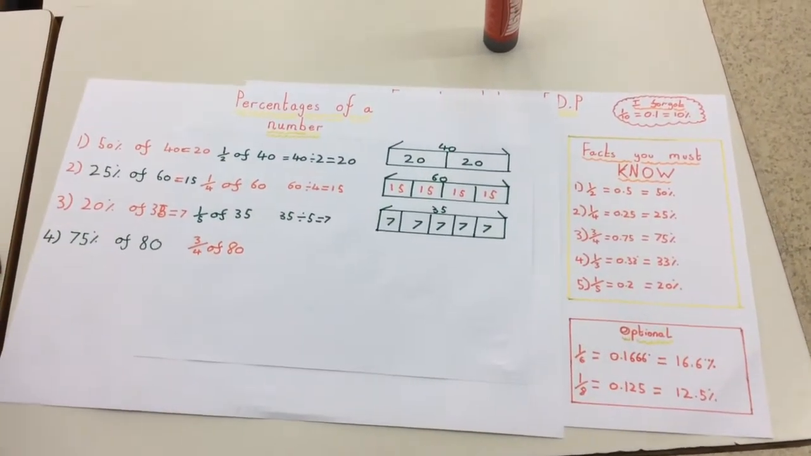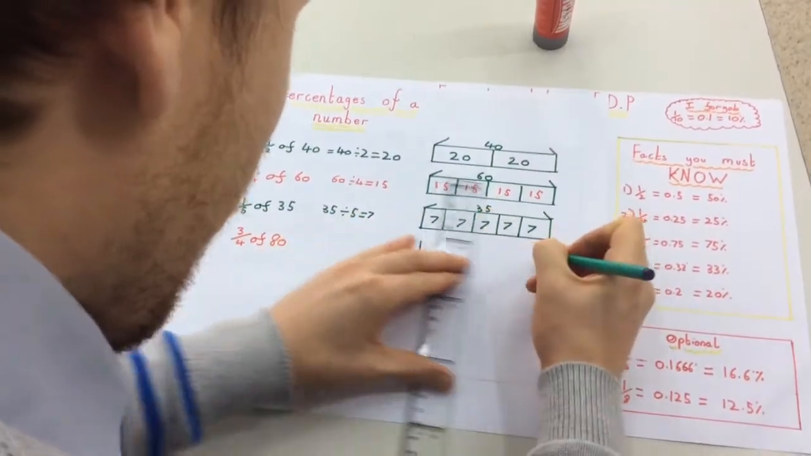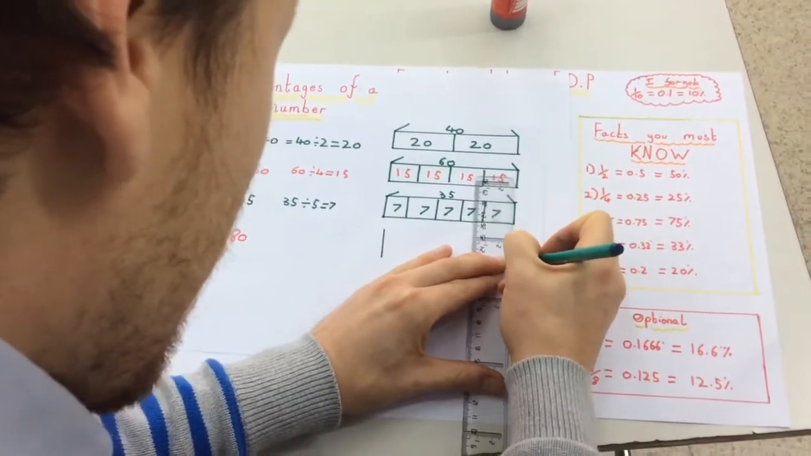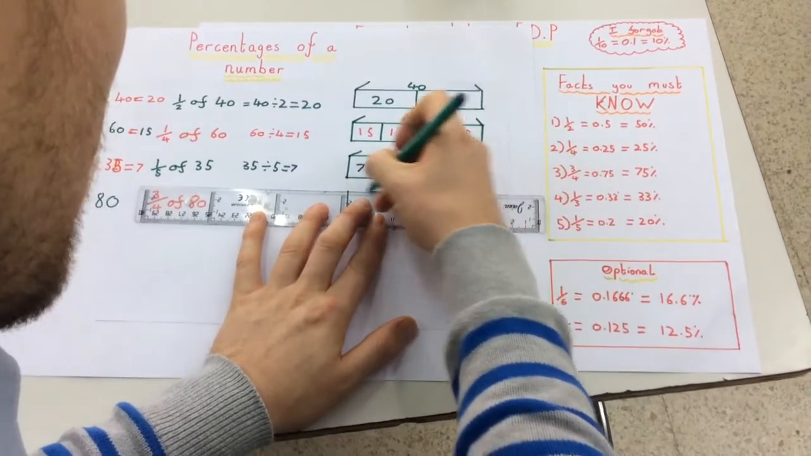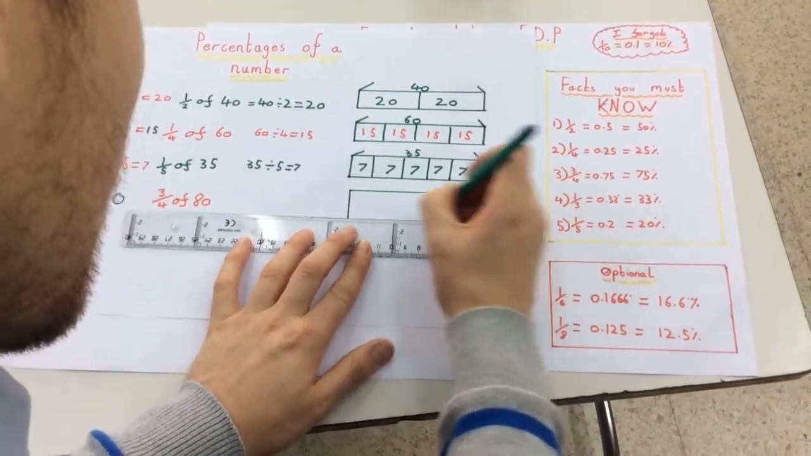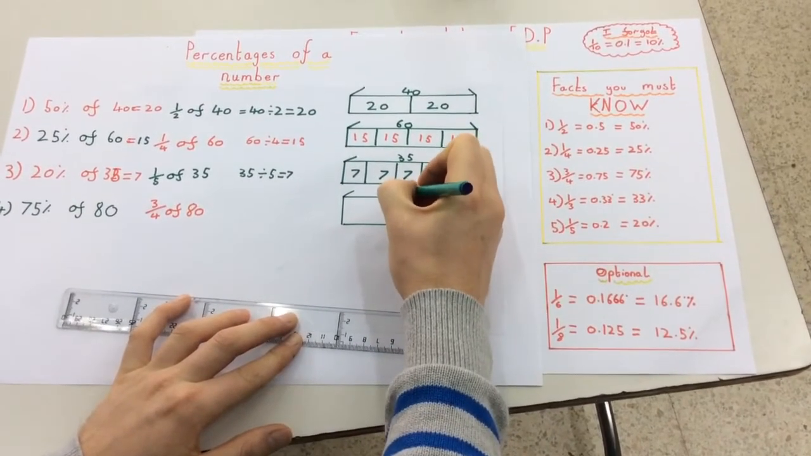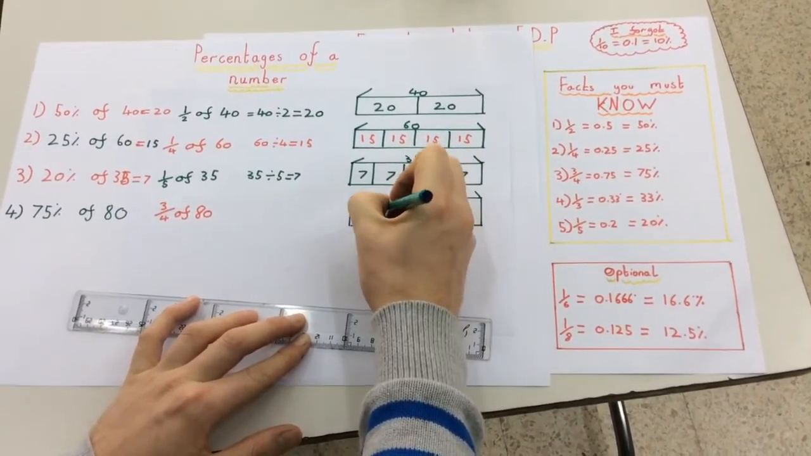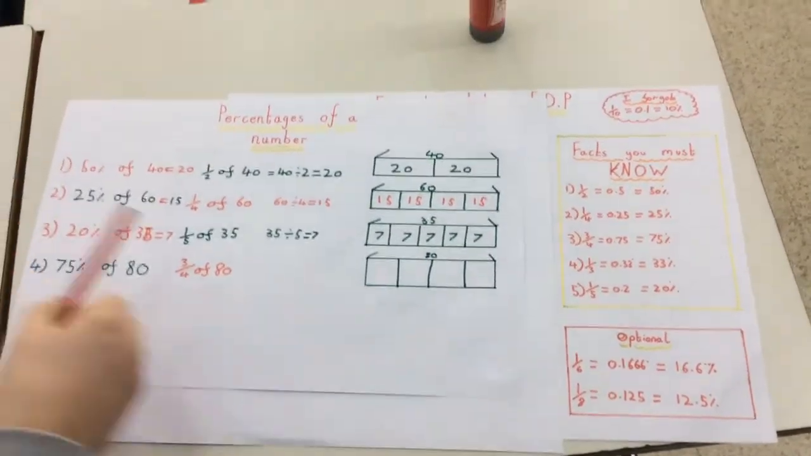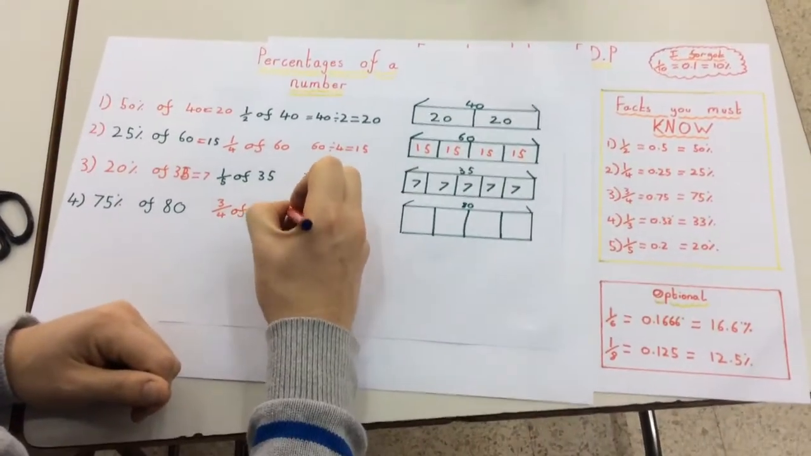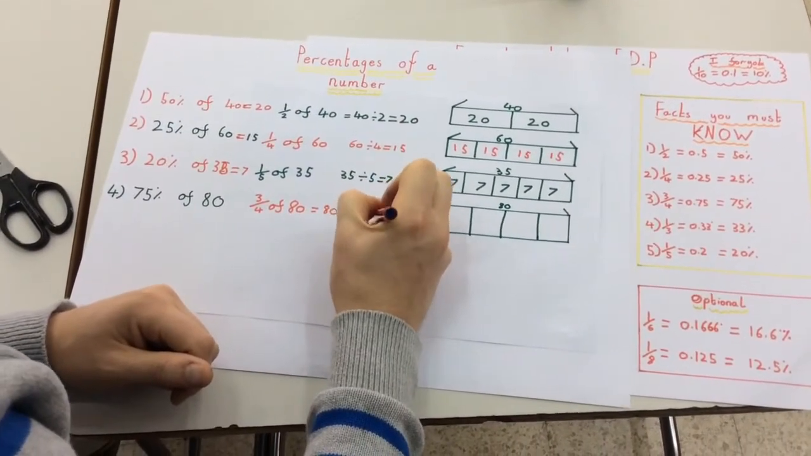So let's draw my bar. 3/4 of 80. The first thing I need to do is divide my bar into 4 equal parts. Have a look. So my whole is 80. I need to divide it into 4 equal parts. So I'm going to do 80 divided by 4, which equals 20.